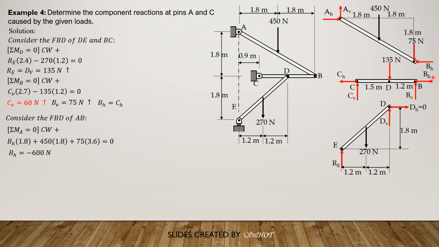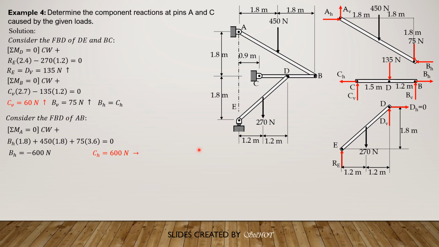So it means that it is rightward. Here it is leftward, and C_H should be rightward. Because B_H equals C_H is negative 600, that means C_H should be rightward. So C_H should be equal to 600 newtons rightwards from the relationship we established already above. Then that's the answer, because we are required for the component reactions at pins A and C. So we already solved the pin reactions at C.